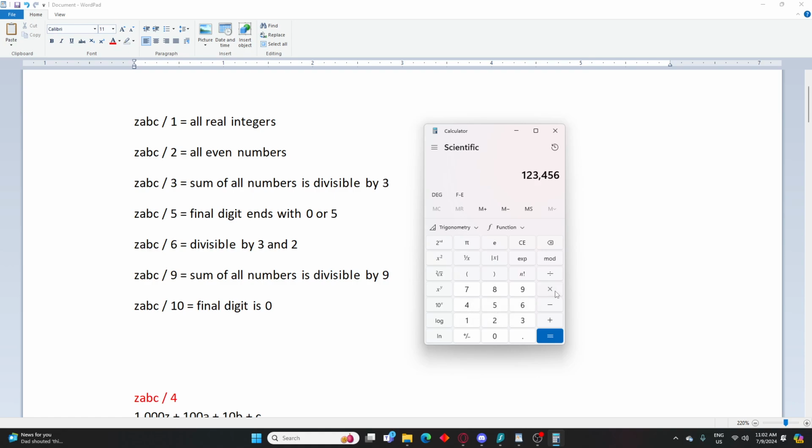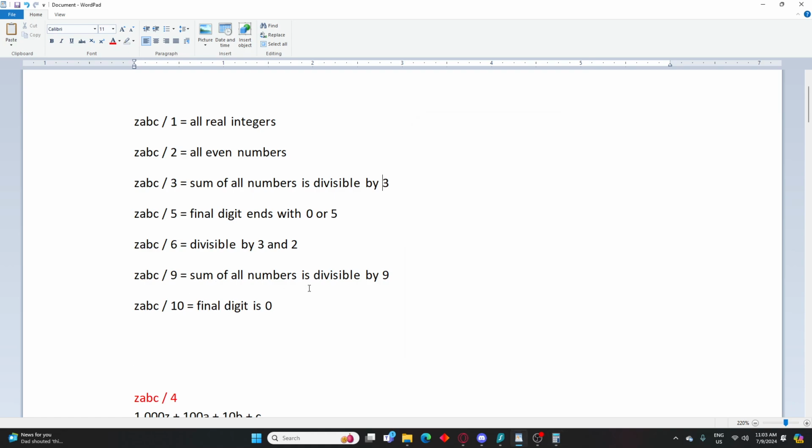4, 6, and then 6. This should be divisible by 9. And indeed it is. There you go. Oops. And if the final digit is 0, it's divisible by 10. Don't think I need to explain that one to you.